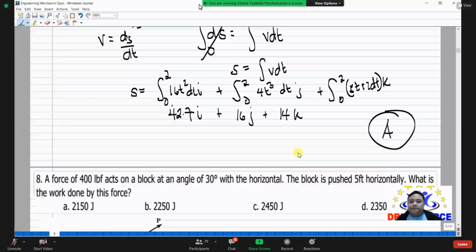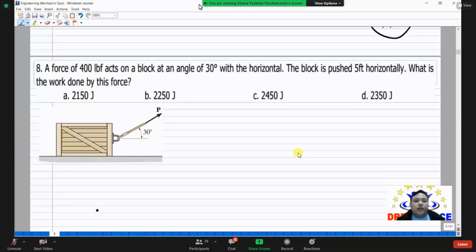Okay, number 8. A force of 400-pound force acts on a block at an angle of 30 degrees with the horizontal. The block is pushed 5 feet horizontally. So therefore, ang final position na yan, so 5 feet yung kanyang displacement. So dito na siya after 5 feet. So what is the work done by this force?